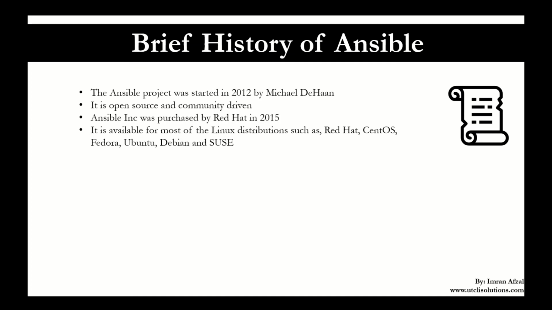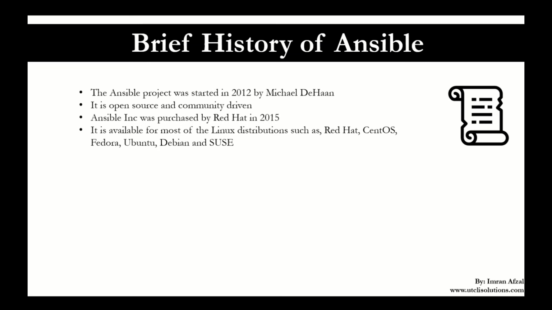It is available for most of the Linux distributions, such as Red Hat, CentOS, Fedora, Ubuntu, Debian, and SUSE. Now, Ansible, the engine itself, can only be installed on Linux systems. You cannot install it on Windows servers. However, you could manage and automate Windows systems tasks using Ansible.